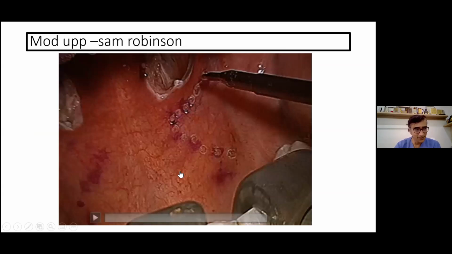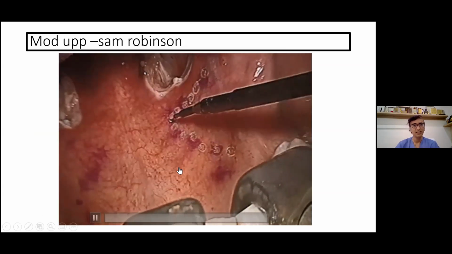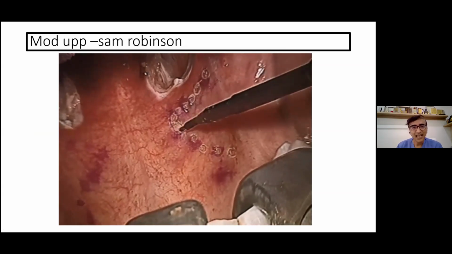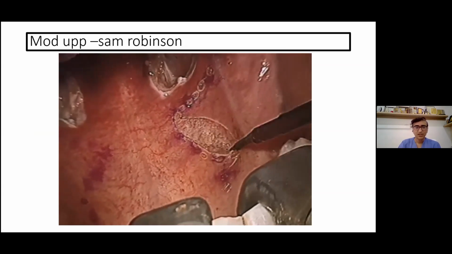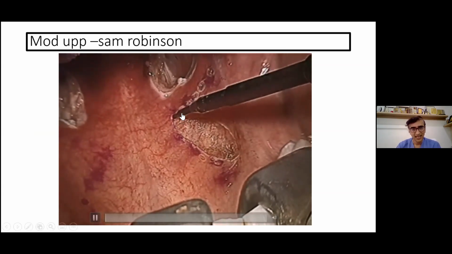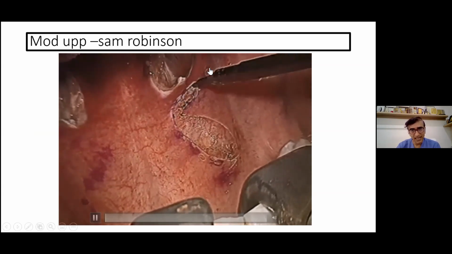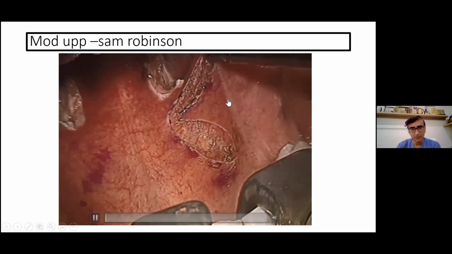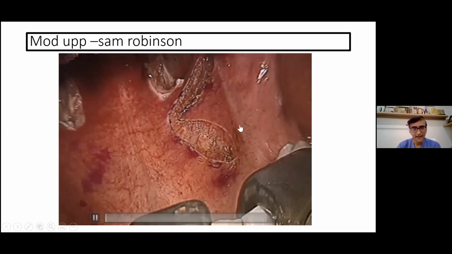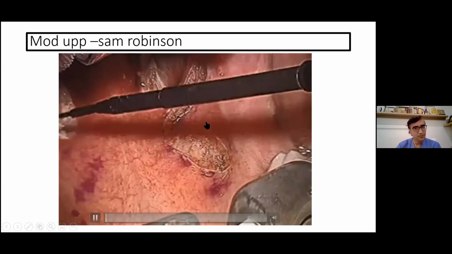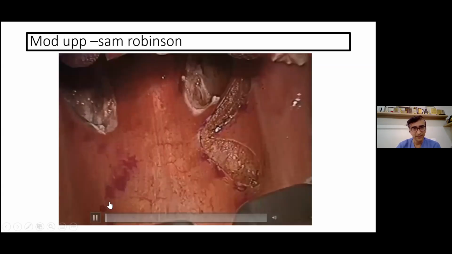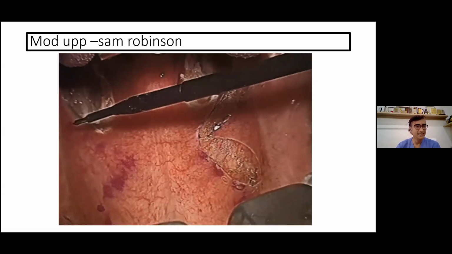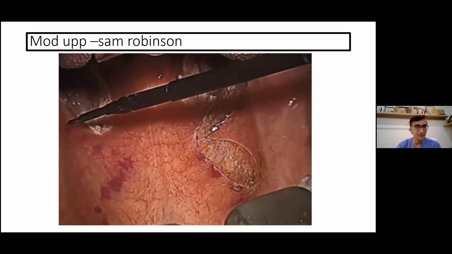Now, the other procedure that I would like to talk to you about is the modified Sam Robinson's. This is a slightly more aggressive procedure. So you make a triangular flap based on the pterygomandibular raphe. As you can see, this pterygomandibular raphe is there beautifully. So you can use monopolar, you can use any of the cutting tools, it doesn't matter. It's not about the tool, it is about the fool behind the tool, as I always say.